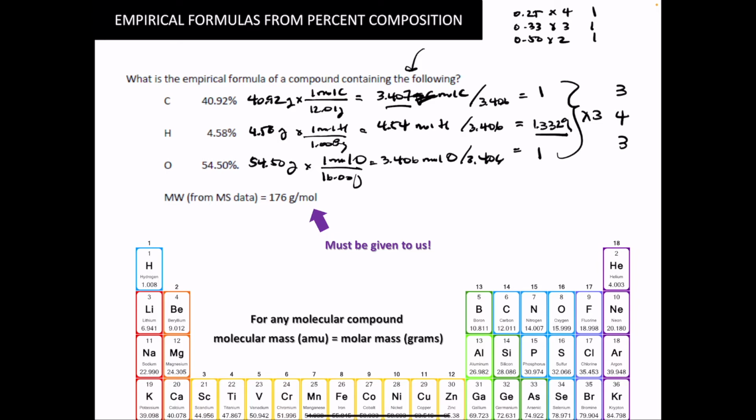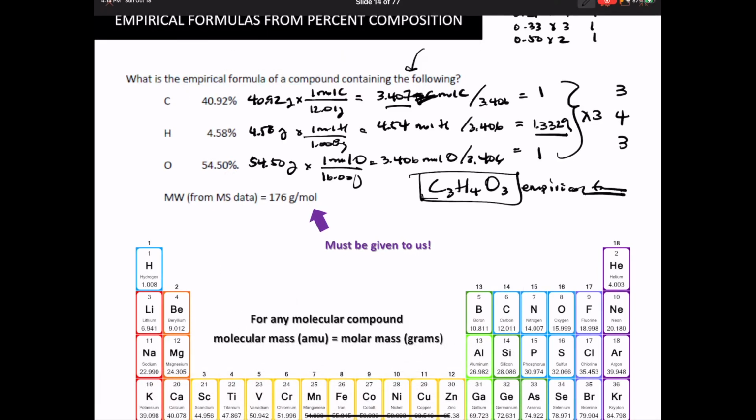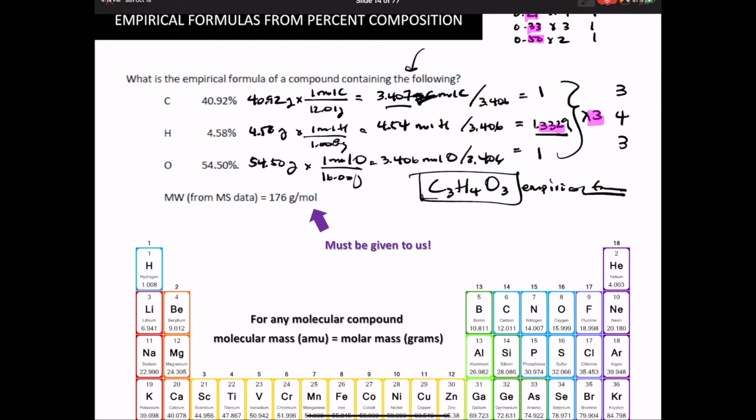All right, and so the empirical formula I just calculated was C3H4O3. All right, so this is the empirical formula. Okay, so again, watch out for these ratios, right? Because you could be multiplying by something. If I round that too much, I'm going to lose that information, so don't overround.